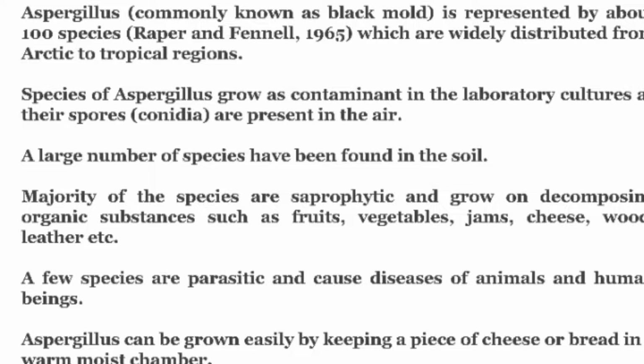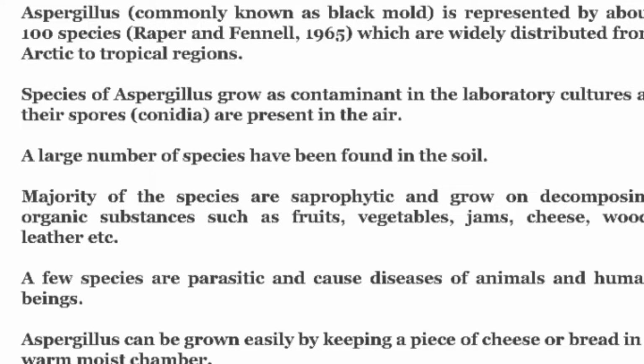Aspergillus, commonly known as black mold, is represented by about 100 species which are widely distributed from Arctic to tropical regions. Species of Aspergillus grow as contaminants in laboratory cultures as their spores are present in the air. A large number of species have been found in the soil.